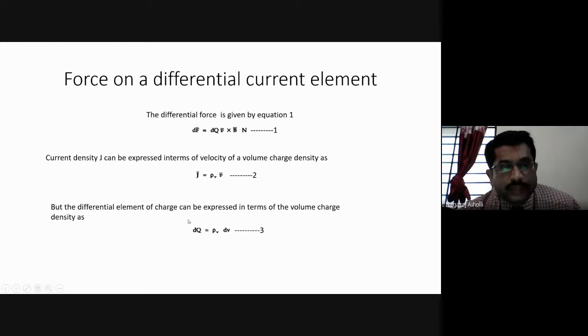The differential element of charge can be expressed in terms of the volume charge density. We also know that rho v is charge per unit volume, that is dq by dv or q by v. Therefore dq will be equal to rho v into dv. Take it as equation number 3. Okay.